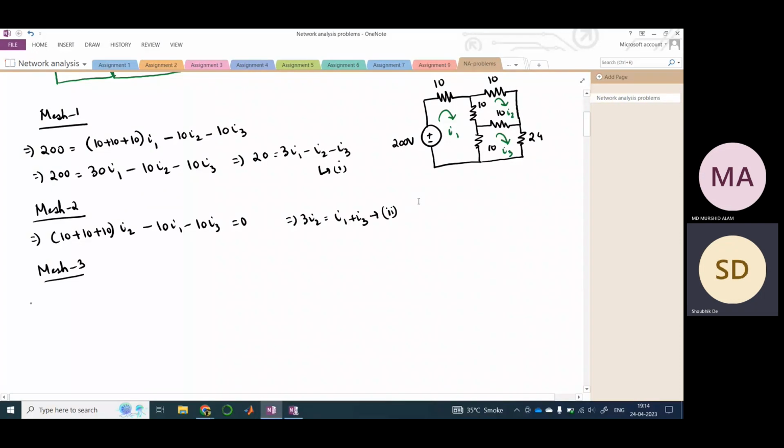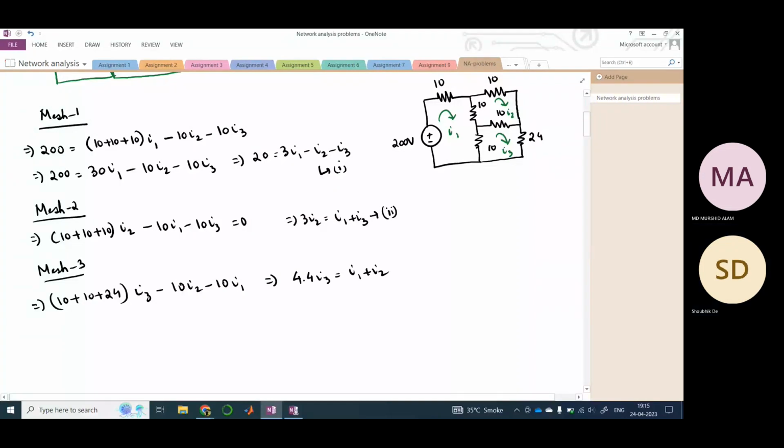And finally the third mesh, so this would be mesh 3, and here it would be 10 plus 10 plus 24 I3 minus 10 I2 minus 10 I1, right? So this would be what? 4.4 I3 is I1 plus I2, right?